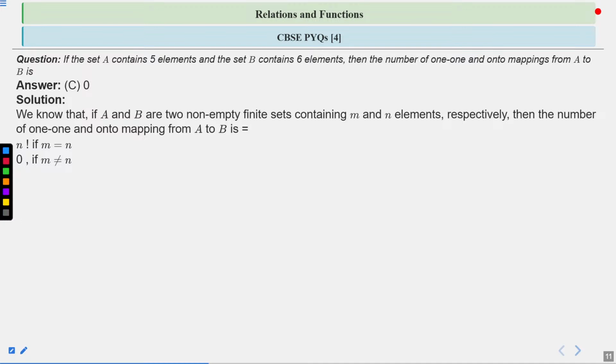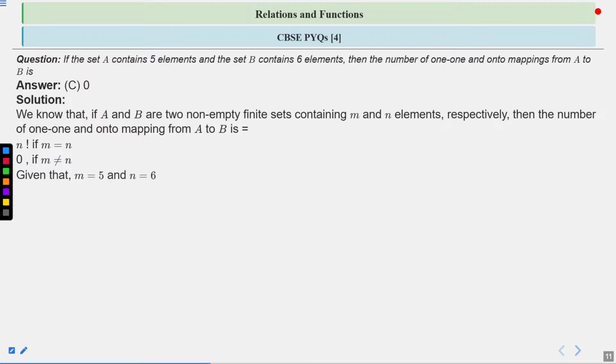So we can only define a bijective function from A to B when the number of elements in set A is equal to the number of elements in set B, right? But if m is not equal to n, then we can say that there are zero mappings that can be drawn from A to B which are both 1-1 and onto, right? Okay.